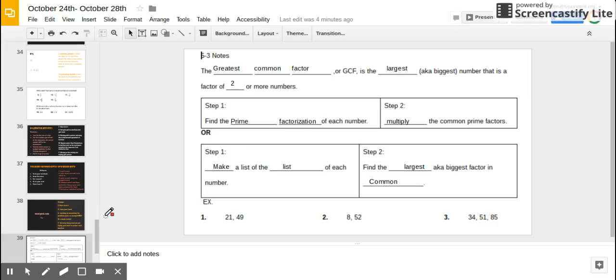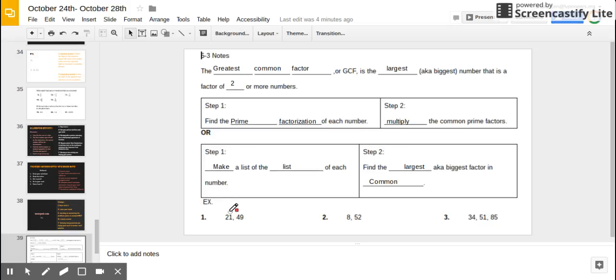One is you can use prime factorization, and then you multiply the prime factors, and prime factorization is what we did yesterday with factor trees. And then step 2 is to make a list. So after we do the 3 examples, you can figure out which process you like better. I like the making a list better.